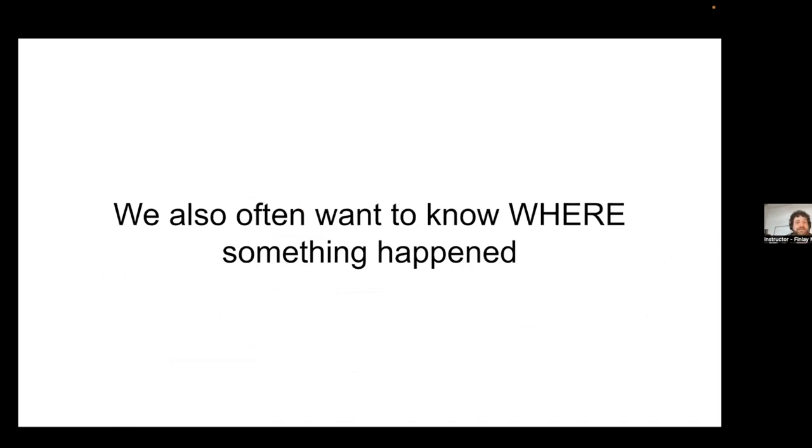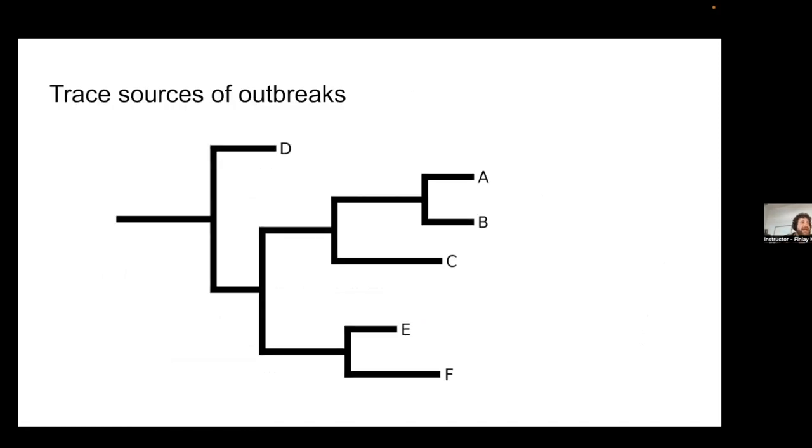Another example is we might also want to know where something happened, right? That's when something happened, but maybe we want to know where something happened. An example of this might be we're trying to trace the source of an outbreak. So say we have a spillover, we have an outbreak in us.